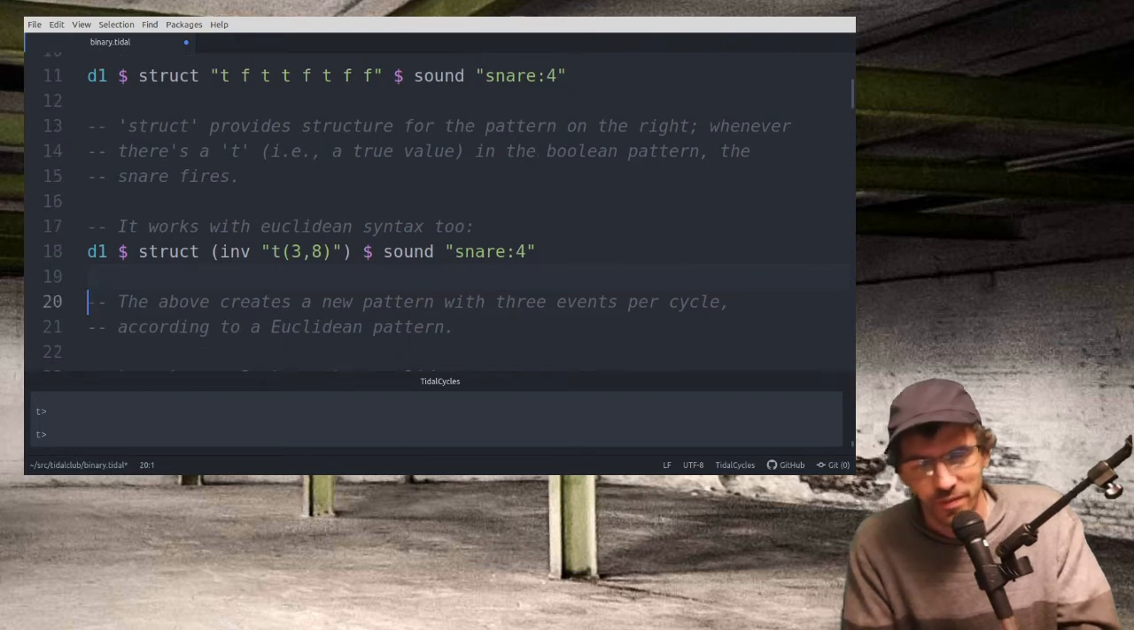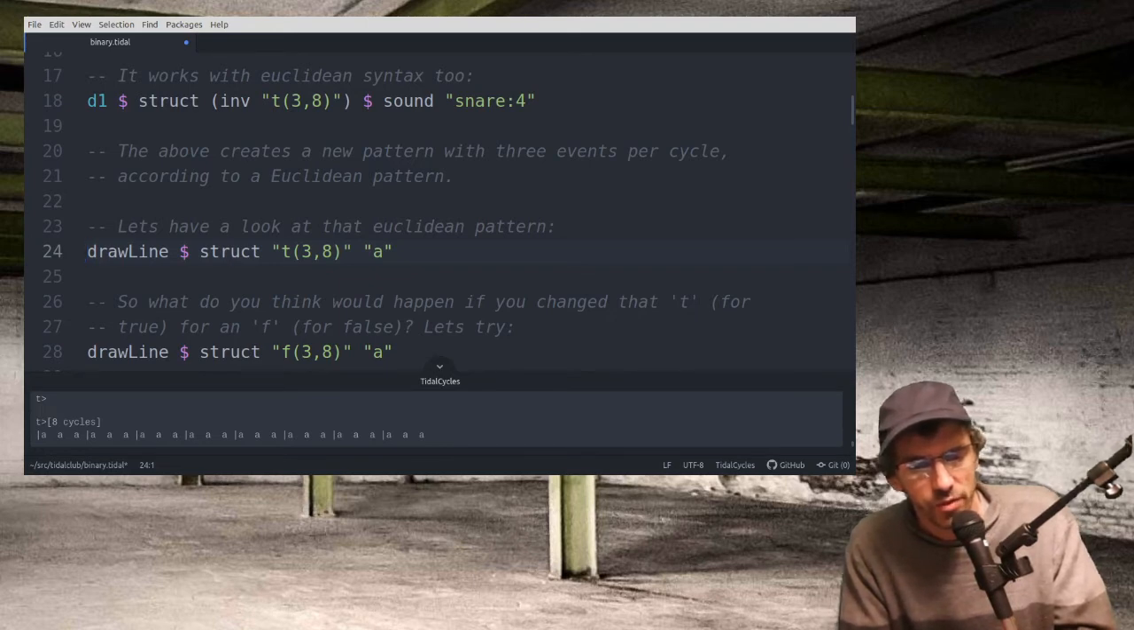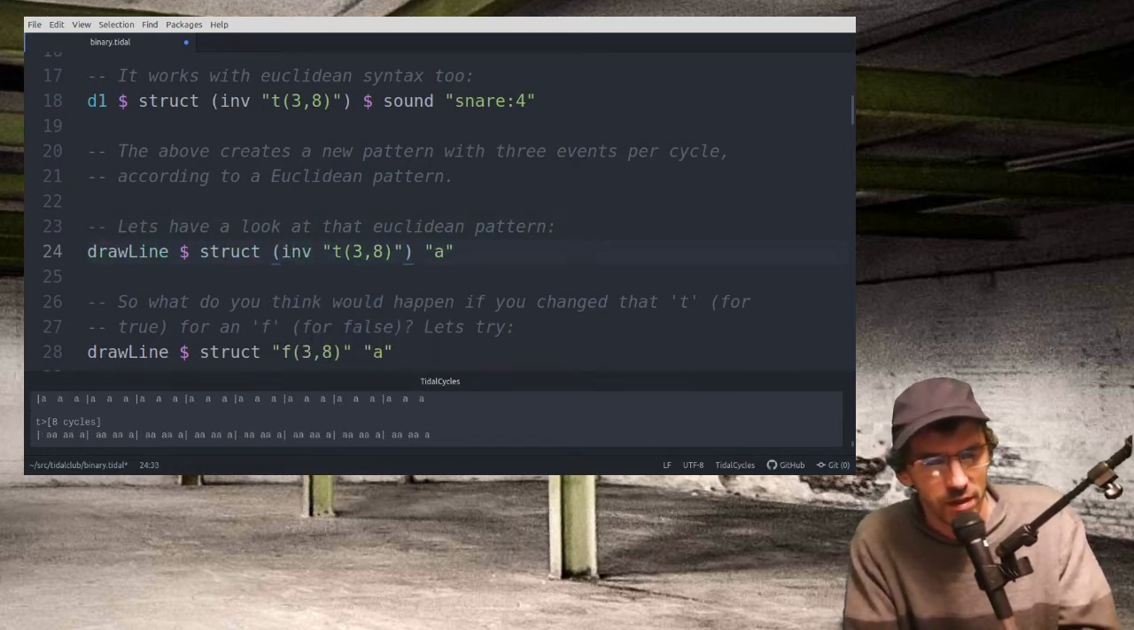So yeah, we can have a look at these as well. So this is what the true one looks like, 3 per cycle. I'm just using the letter A. If I invert it, then you'll see it fills them in the other way. So all the ones that were empty now have an A in.